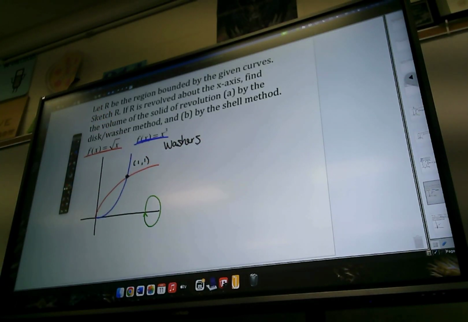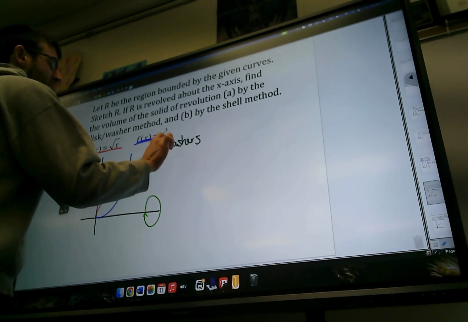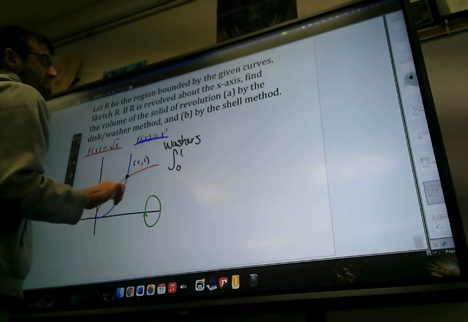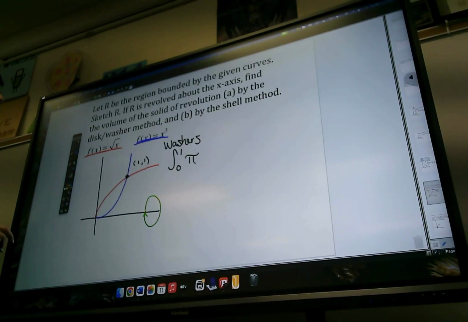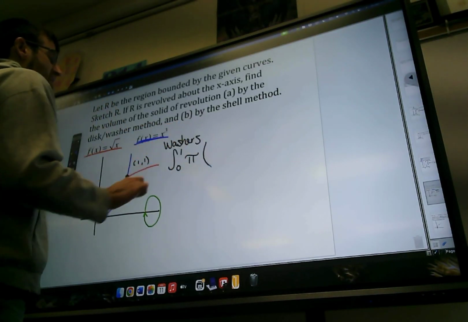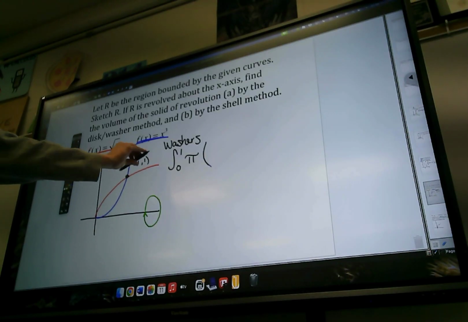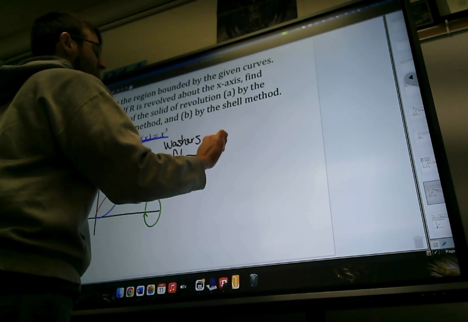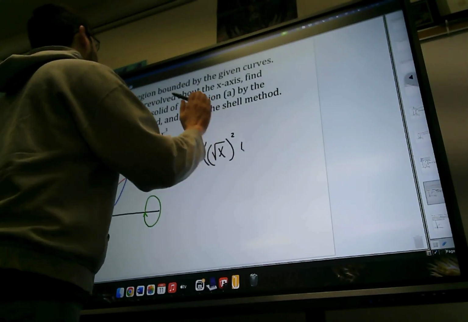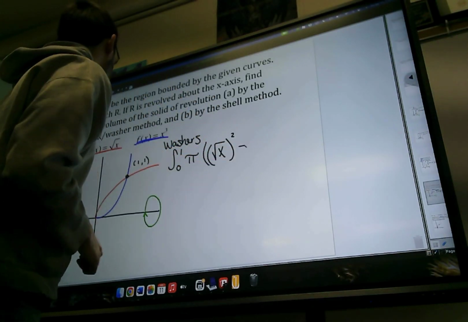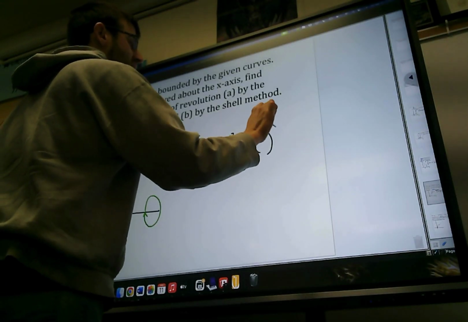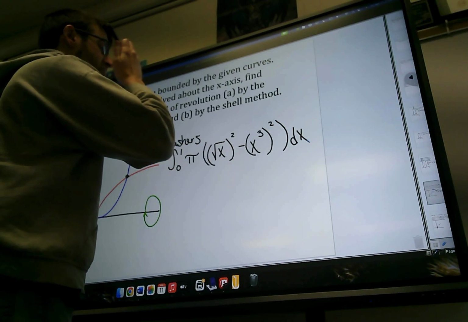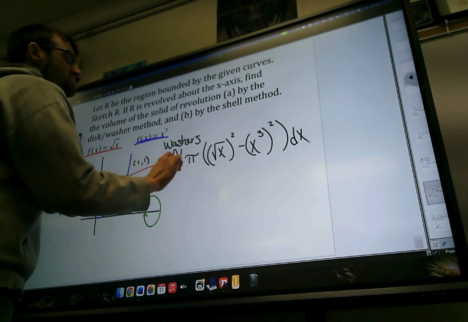Now, with washers revolved around the x, that is going to be in terms of x. So I'm going to integrate from 0 to 1. Remember, this is just pi. Then I'm going to do the top function squared, so that is going to be the square root of x squared minus the bottom function, that is going to be our x to the 3rd squared dx.